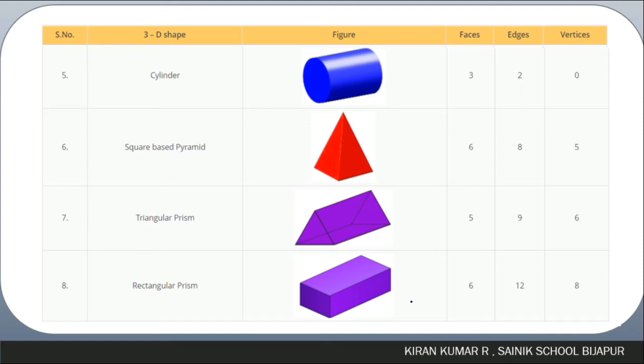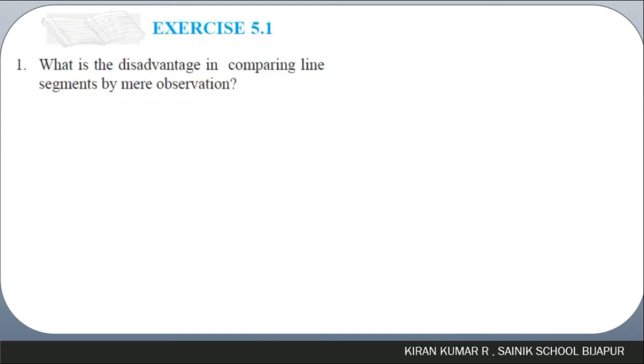With this knowledge, we shall solve a few questions of the exercise now. I am taking exercise 5.1. Let's see the first question. The first question is, what is the disadvantage in comparing line segments by mere observation? By mere observation, we cannot be absolutely sure about the judgment.